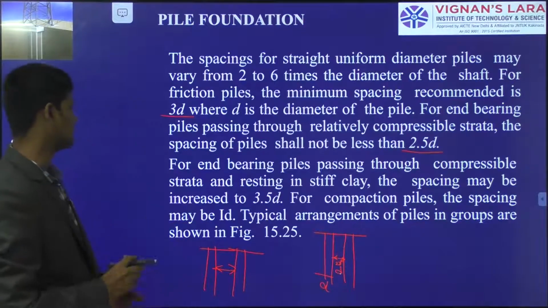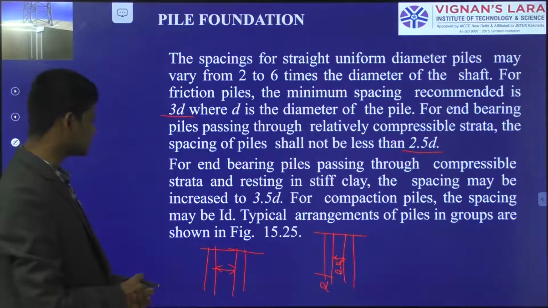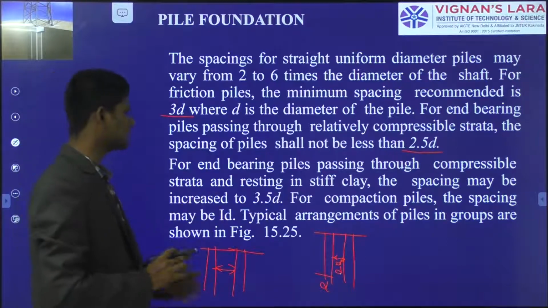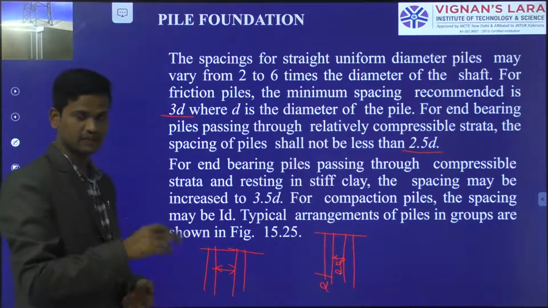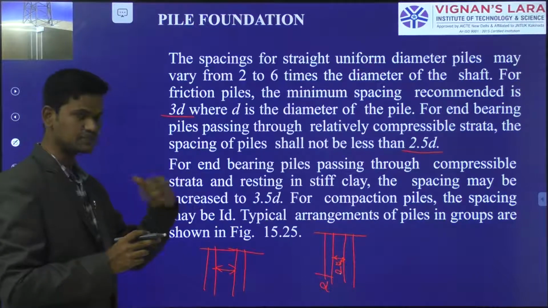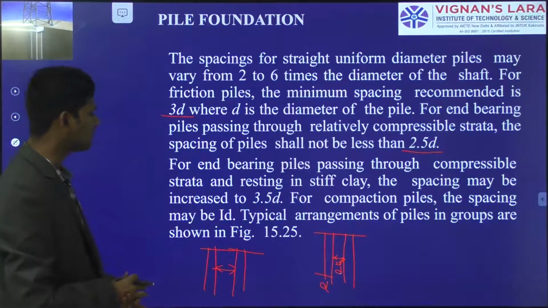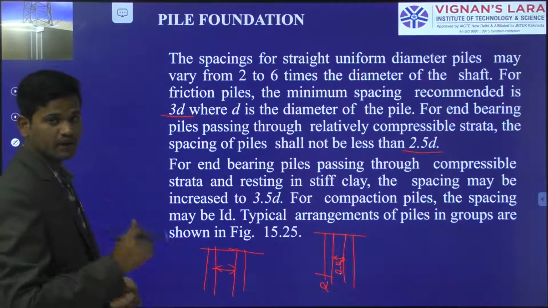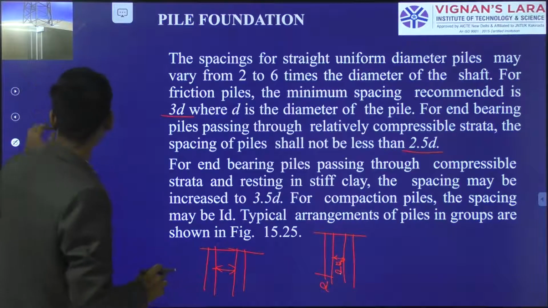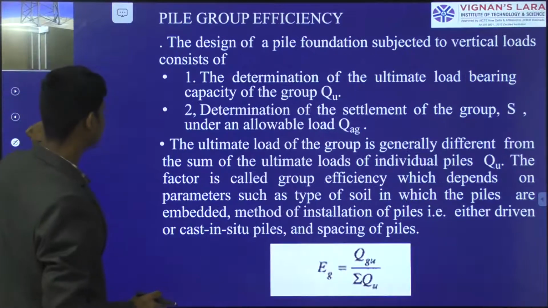That is the thing. For end bearing pile passing through the compressible strata, it is increased to 3.5D, whereas for compressible strata the maximum load carrying capacity will be decreasing. In that situation 3.5 times the pile diameter D spacing will be kept, based on the type of the soil condition.